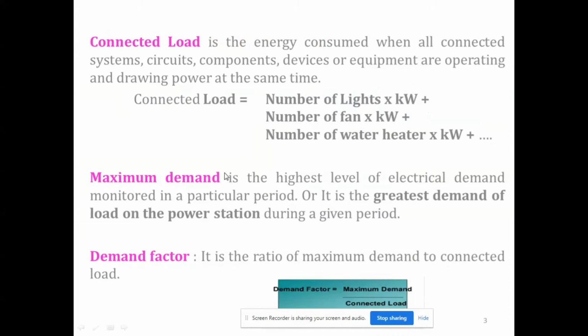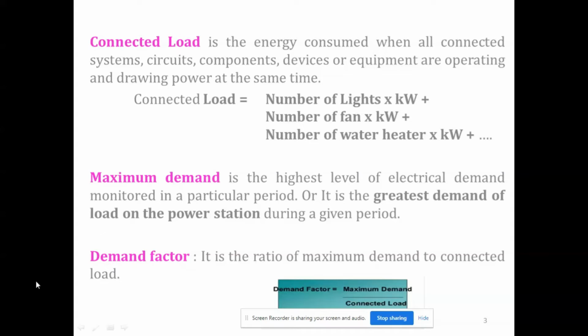Let us see some important definitions. First one, connected load. It is the energy consumed when all connected systems, circuits, components, devices or equipments are operating and drawing power at the same time. The formula for calculating connected load is number of lights into kilowatt plus number of fan into kilowatt plus number of water heater into kilowatt plus etc. Here this number of light means lights switched on during a particular period of time, and this kilowatt represents rating of the light and so on.